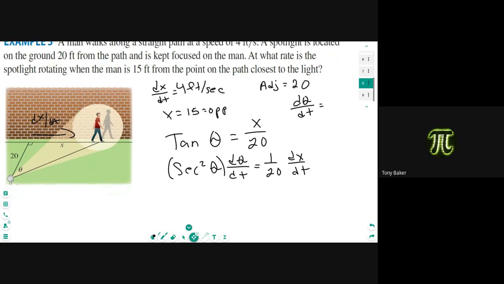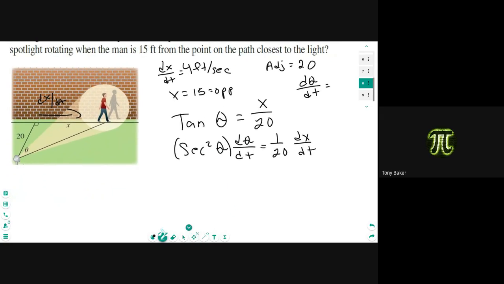So let's clean this one up again. We haven't done that in the other problems, but I think this one's going to be a little nicer if we clean this up a little bit. So I have 1 over 20 secant squared theta dx dt. If secant squared theta is on the bottom, what would it be on the top? What's the reciprocal of secant? Not cosecant, cosine.